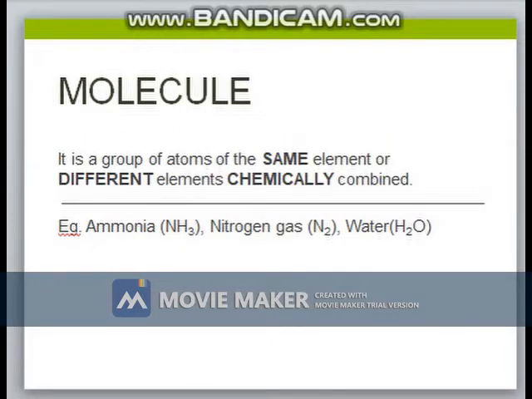Molecule. A molecule is a group of atoms of the same element or different elements chemically combined. Example: ammonia, nitrogen gas, water.